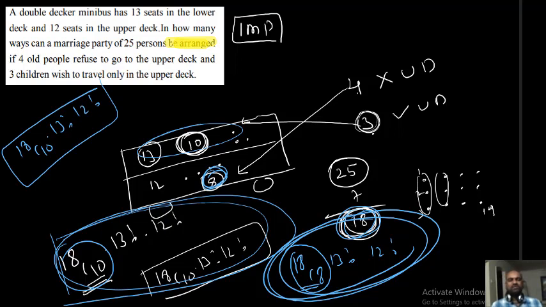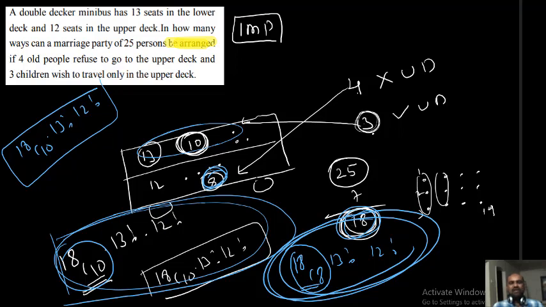If you want, you can write steps. How to write steps? That is the interesting thing. First of all, allow 3 children to sit in the upper deck and 4 old members to sit in the lower deck. So remaining persons are 25 minus 7, that is 18. In the upper deck we have 10 seats vacant. In the lower deck we have 8 seats vacant. So to fill the upper deck first we want 10 from 18. That can happen in 18C10 ways.